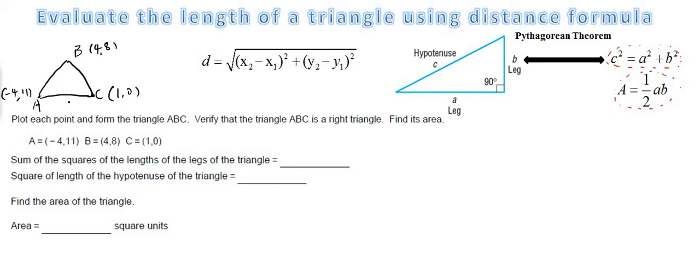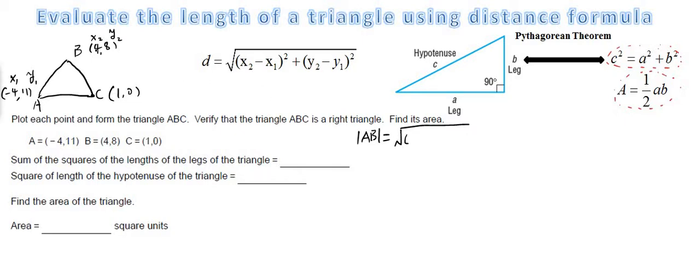Now we want to calculate the length for each side. How to calculate the length? We're going to follow the distance formula. For example, I want to calculate the length between A and B. We're going to follow the formula here. So if I assume A is (x1, y1) and B is (x2, y2), then we're going to plug in the formula.